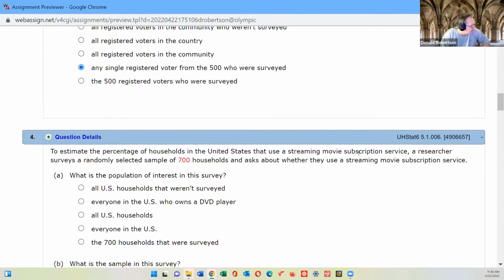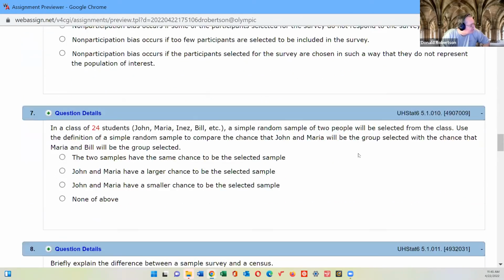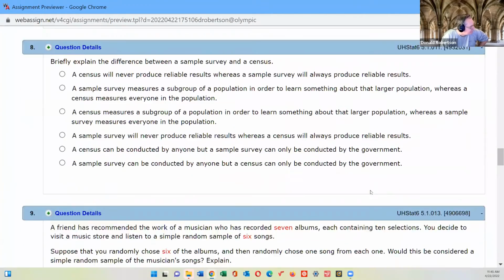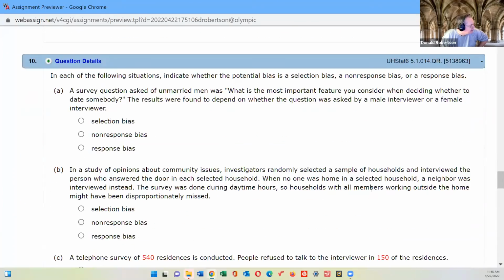Right. Now let's jump ahead to some of the bias questions here. Here we go. In each of the following situations, indicate whether there's a potential bias, and is it a selection bias, a non-response bias? Oh, I didn't do a response bias. I guess I should.